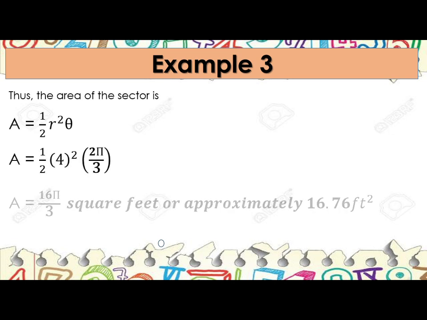Therefore, the conclusion will be like this: the area of the sector is 16.76 square feet. Simple as that. This will be the answer. I hope you got the concept.